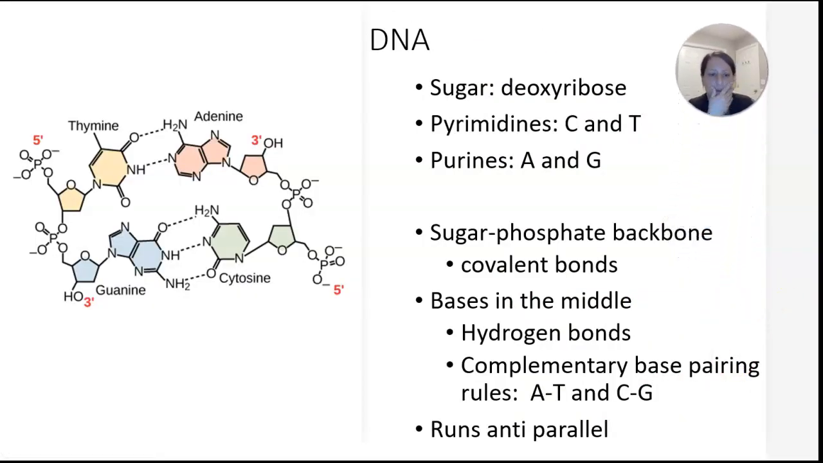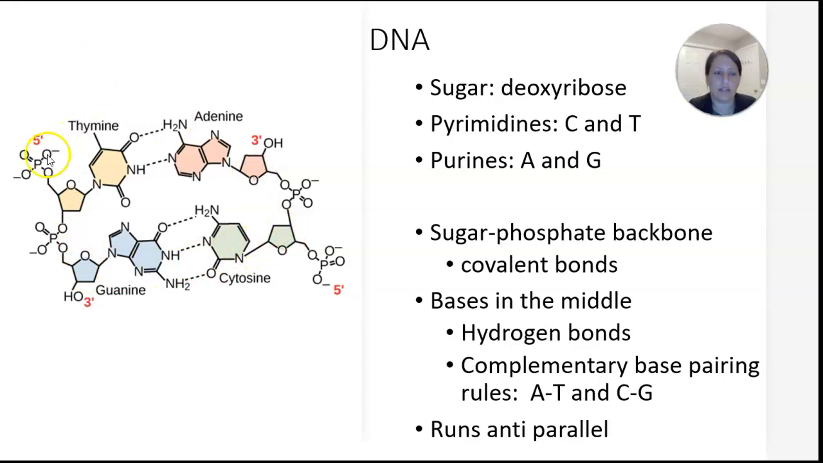Okay, so there's that same image. So again, I want you to look at the sugar. The sugar here is deoxyribose. So let me show you the sugars. Here's a sugar here, a sugar here, a sugar here, and a sugar here. Okay, so we have 4 nucleotides here.